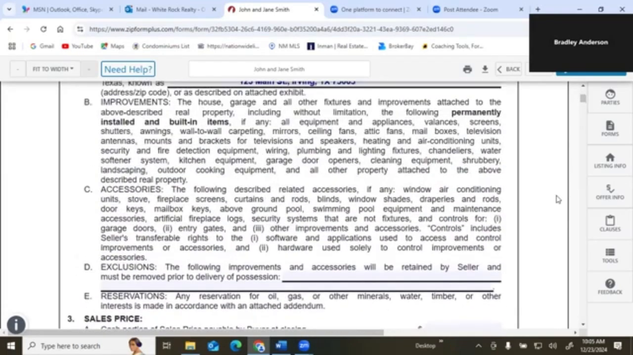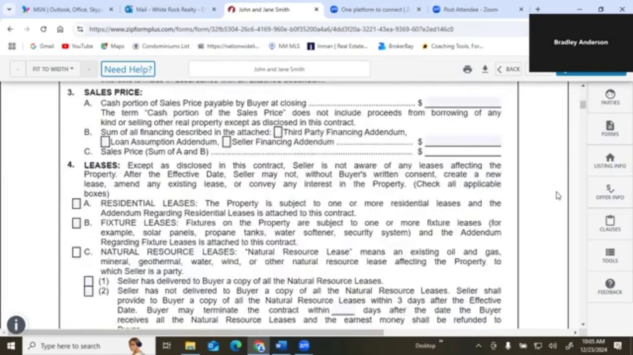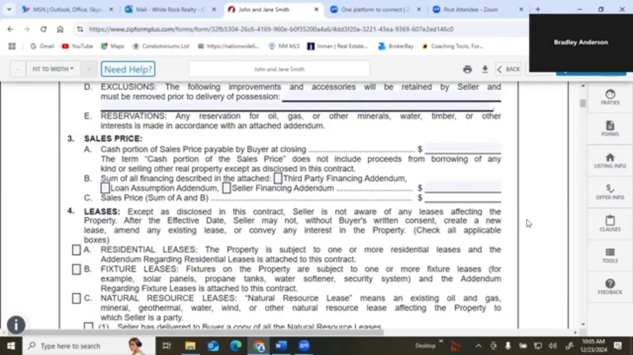So now we go down to the sales price. This is where some people tend to get tripped up. So there are 3 lines here. The cash portion of the sales price is just another name for your buyer's down payment. Okay. So if they're buying a home for $300,000 and they're putting down 10%, you're going to put $30,000 here.